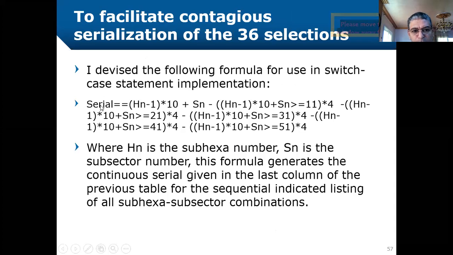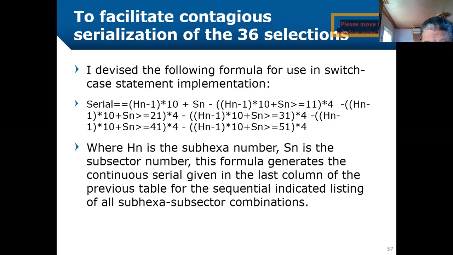We call the resulting number a serial. And this serial is calculated from this formula: (hexagon number minus 1) multiplied by 10 plus sector number, minus (hexagon number minus 1) multiplied by 10 plus (SN more than or equal 11) multiplied by 4. This is simple logic and mathematical calculation that will result in 36 contiguous numbers representing all the possibilities of sub-hexagon and subsector, where HN is the sub-hexagon number and SN is the subsector number.